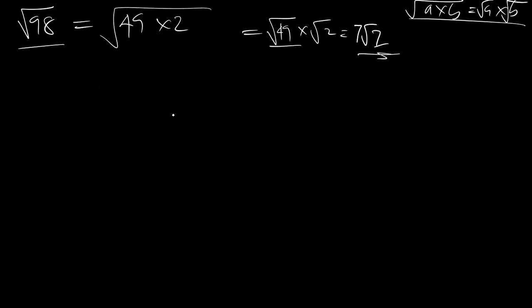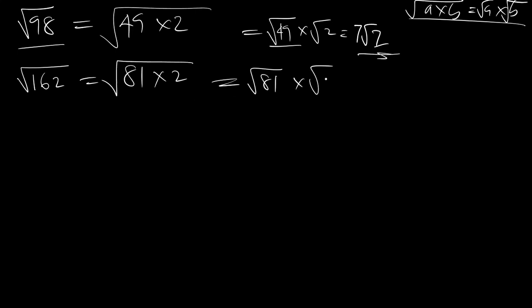Now let's look at another one, the square root of 162. 81 times 2 will give you 162. Applying this surd rule, the square root of 81 times 2 is equal to the square root of 81 times the square root of 2, and the square root of 81 is 9. This is 9 root 2. So this is the basic form of this expression.